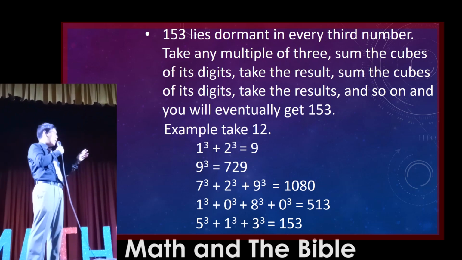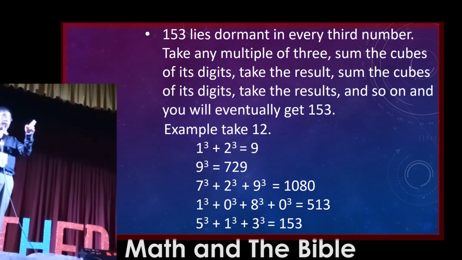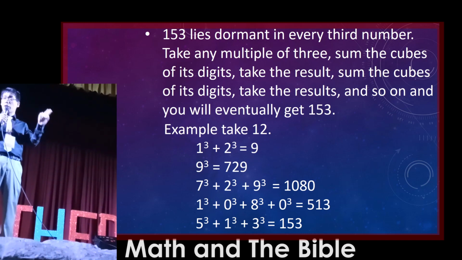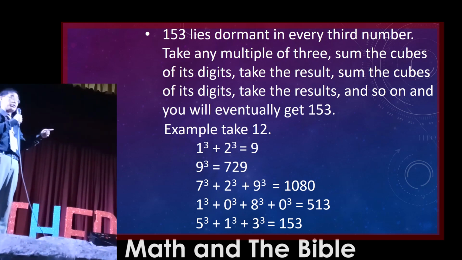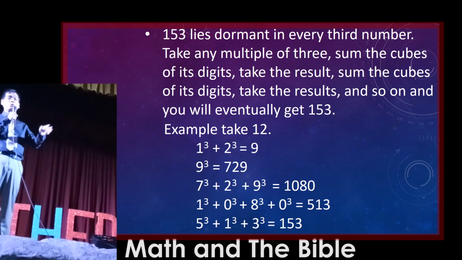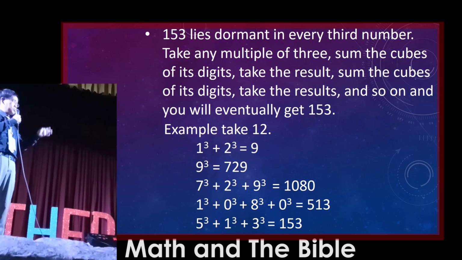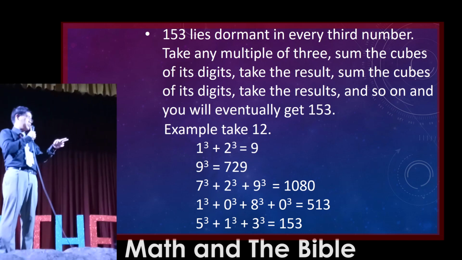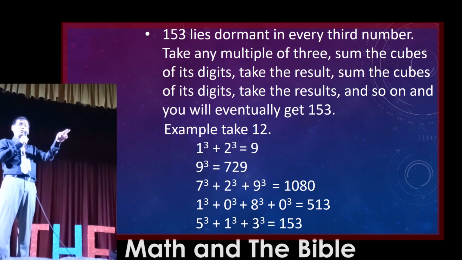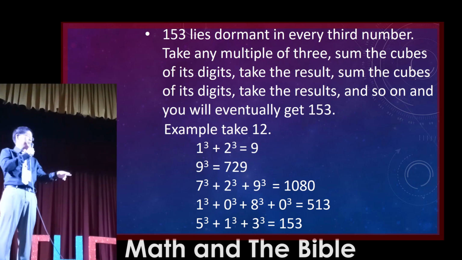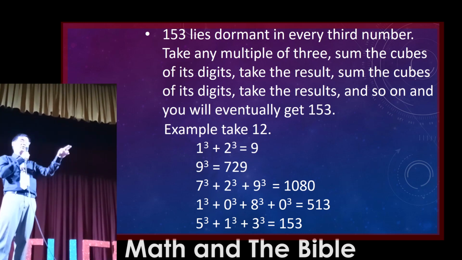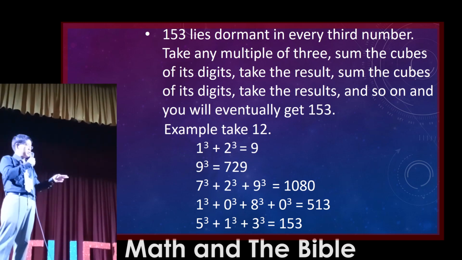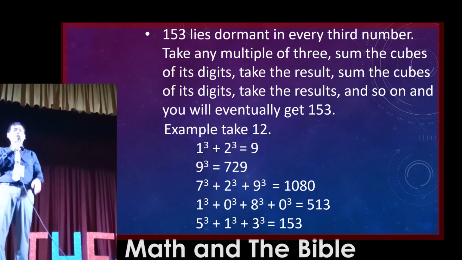The digits are 1 and 2. So we have 1 cubed plus 2 cubed, 1 plus 8, that's 9. 9 cubed is 729. The result now has the digits 7, 2, and 9. So 7 cubed, 343, 2 cubed, 8, and 9 cubed, 729. Added up, 1080. Now the digits are 1, 0, 8, and 0. 1 cubed plus 0 cubed plus 8 cubed plus 0 cubed, that is 1 plus 512, 513. And lastly, the digits of the result are 5, 1, and 3. So 5 cubed plus 1 cubed plus 3 cubed, 125 plus 1 plus 27, 153.